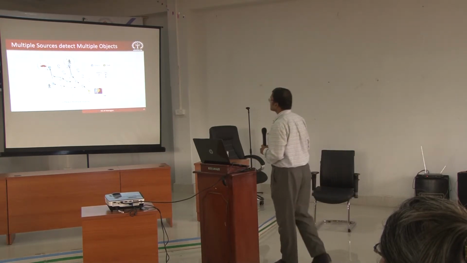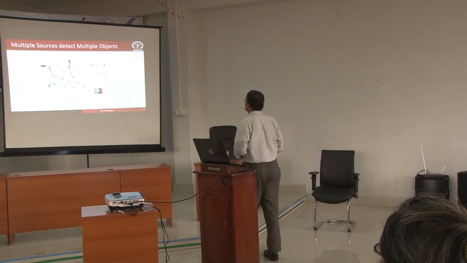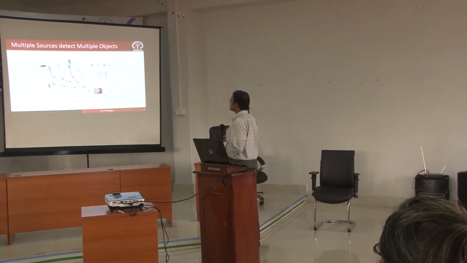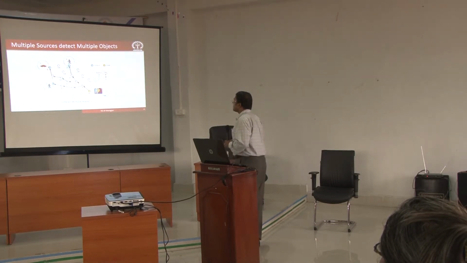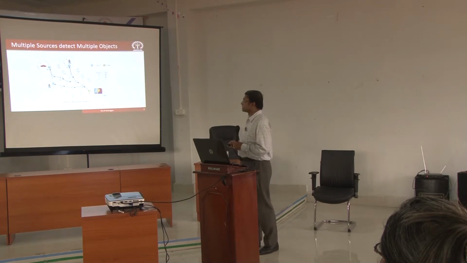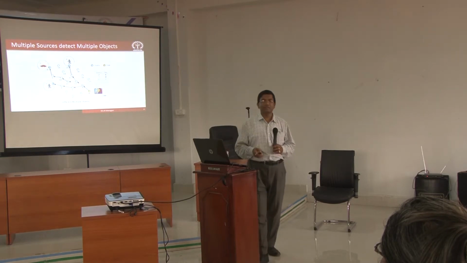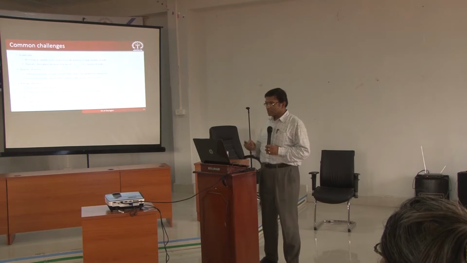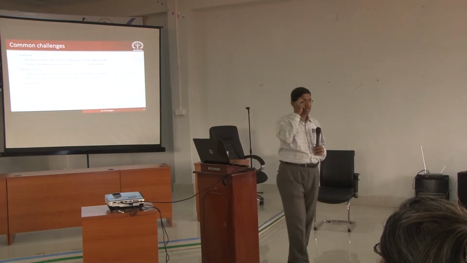So there are so many different complexities. This is also another example of multiple sources detecting multiple objects in this particular manner, but the scenario over here is different, right? So both of these scenarios talk about multiple sources detecting multiple objects, but the level of complexity and the specific problem to be addressed is different. So here are some common challenges that one has to work on.